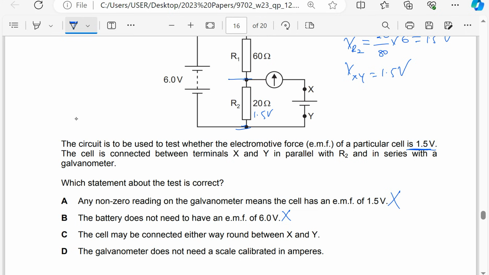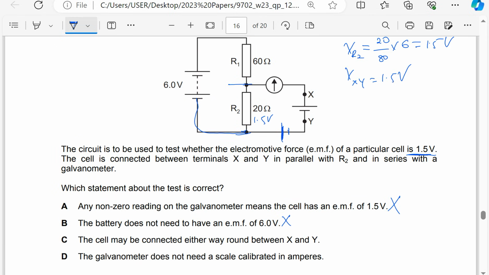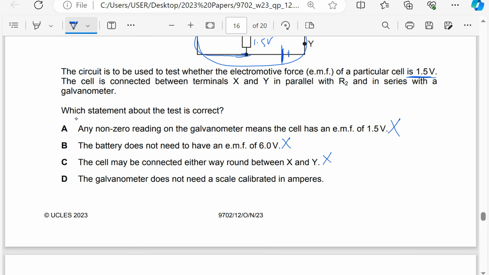Round between X and Y, if I put the positive terminal this side and the negative terminal this side, I may never get a balance point, because the positive terminal of one of the cells will be linked to the negative terminal. To get a balance point, the positive terminals should be linked. You see the positive end is joined to the positive, the negative end is joined to the negative. Otherwise it is linked to the negative, so this will not give you a balance. So the answer is going to be D.